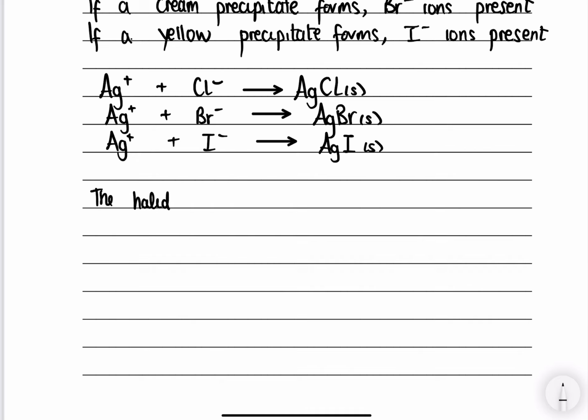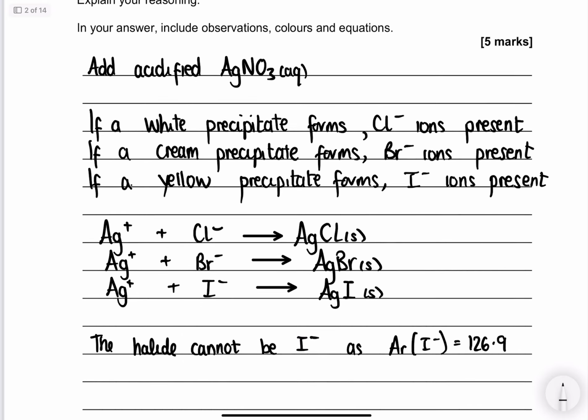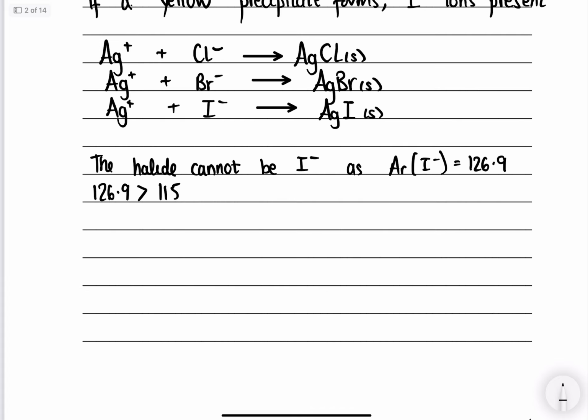So the first thing is the halide cannot be I minus, as the Ar of I minus is 126.9. And we know that the Mr has to be between 100 and 115. 126.9 is greater than 115. Right, so it can't be I minus.